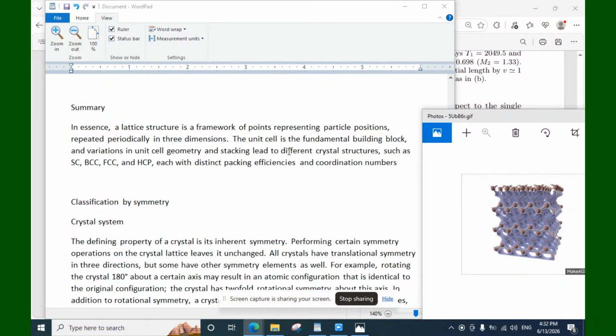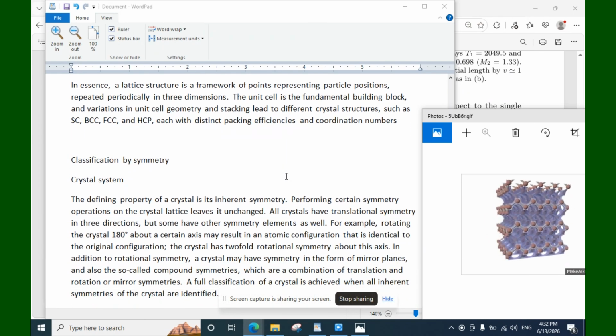In summary, a lattice structure is a framework of points representing particle positions repeated periodically in three dimensions. The unit cell is a fundamental building block, and variation in unit cell geometry and stacking lead to different crystal structures such as SC, BCC, FCC, and HCP, each with distinct packing efficiency and coordination numbers.